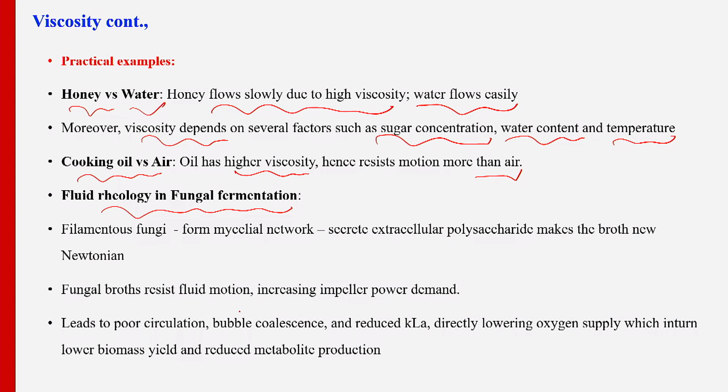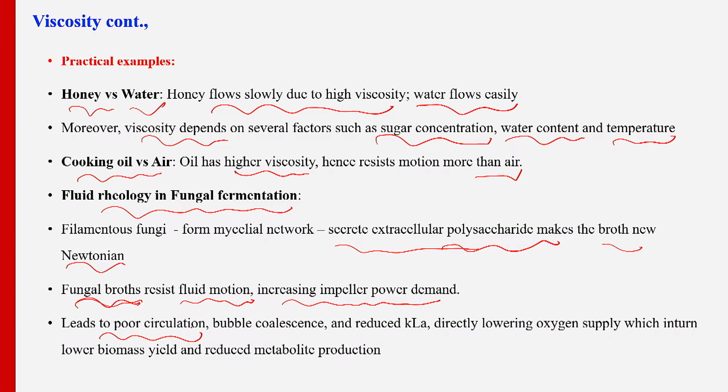Most of the extracellular polysaccharides make Newtonian and non-Newtonian fluids, which we will also discuss. The fungal froth always resists the fluid motion, increasing the impeller power demand because the broth is more viscous. The same way, there will be poor circulation in fungal fermentation, and a reduced KLA, we will discuss more on what KLA is later.